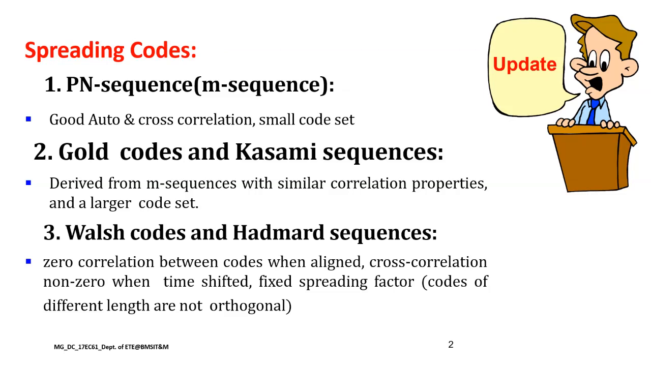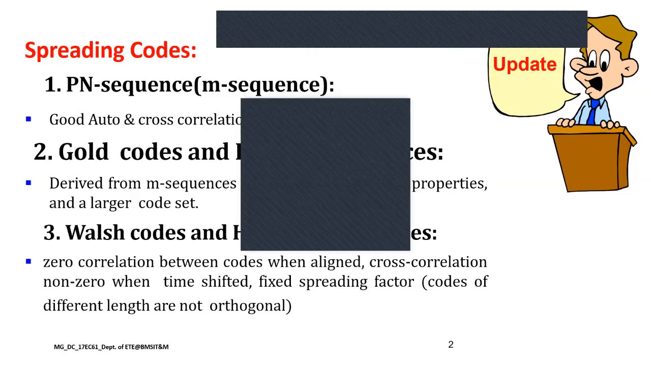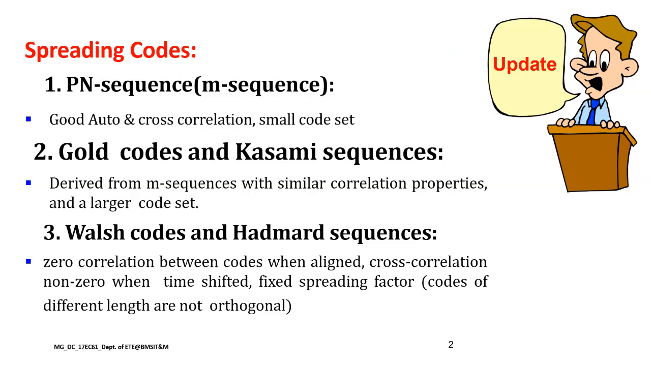And other sequences are Gold codes and Kasami sequences. We will be discussing these two codes also. Gold codes and Kasami sequences. And the next one is Walsh codes and Hadamard sequences. Actually, these Gold codes and Kasami sequences are derived from the preferred M sequences, with similar correlation properties, and they have a large code set.